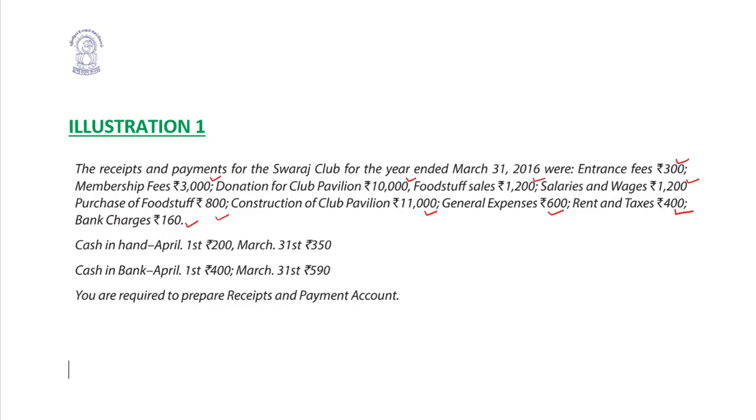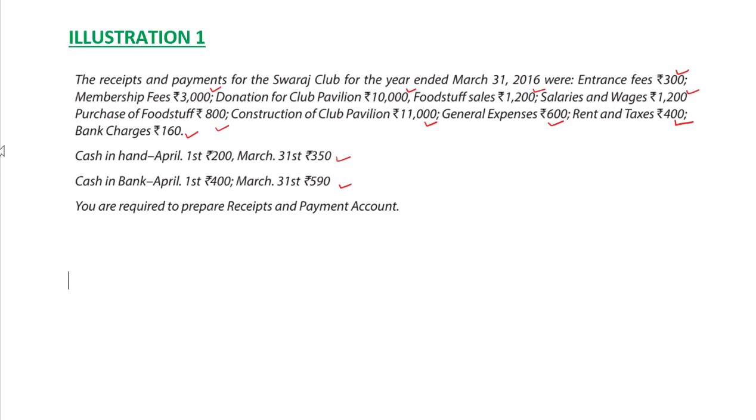Cash in hand on 1st April is 200 and on 31st March is 350. Cash at bank on 1st April 400, on 31st March it is 590. You are required to prepare receipts and payment account. Let us begin.